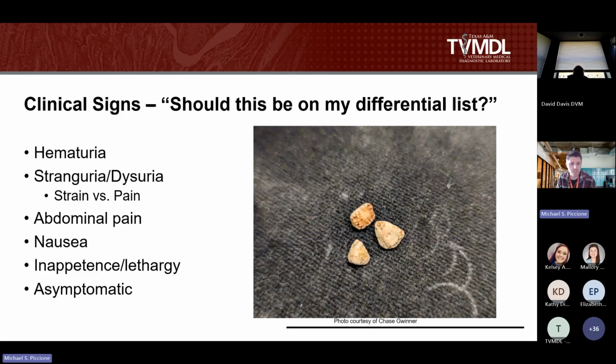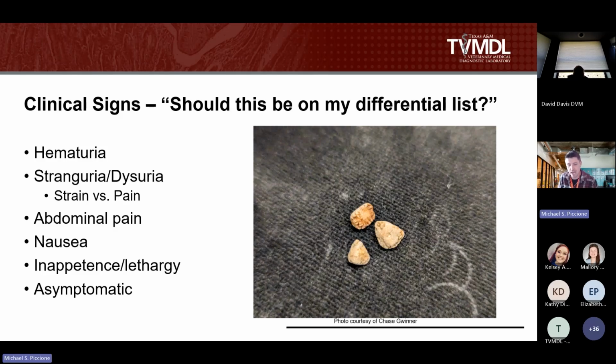So some of these patients that you're obviously going to be more wary of are those manifesting with things like hematuria, or painful urination, straining to urinate, maybe urinating more frequently. Those can be more the common signs that may just jump out at you. But unfortunately, as we go down this list, you may have some not so common findings, or maybe things that you wouldn't expect that can throw you for a loop, like abdominal pain, or things like nausea, inappetence, lethargy, or my personal favorite, when they're asymptomatic.